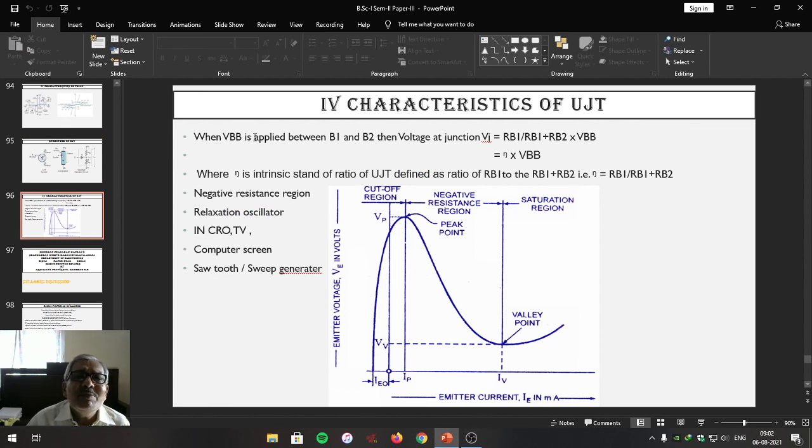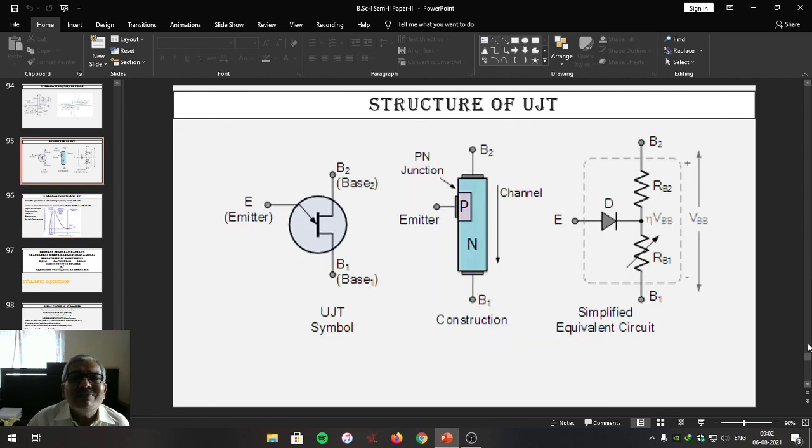Friends, when VBB is applied between B1 and B2, then the voltage at the junction becomes equal to RB1 upon RB1 plus RB2 into VBB, that is equal to eta into VBB, where eta is the intrinsic standoff ratio of UJT, defined as the ratio of RB1 to RB1 plus RB2. Eta is equal to RB1 upon RB1 plus RB2. Please remember all these formulas. So that's why I introduced that particular term. Here eta into VBB plays a very vital role. I have given an example also.